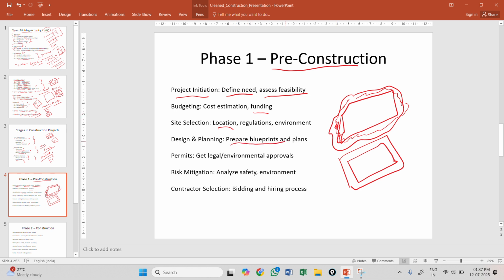Then we prepare the blueprints and plans according to the site. Then we go with the legal documents. There are a lot of documents that need to be submitted to your own MNC. Wherever you are, you need to provide the documents to your village officer, and many document works need to be done when it comes to permits. So all those need to be done, and then analyze safety and environment.